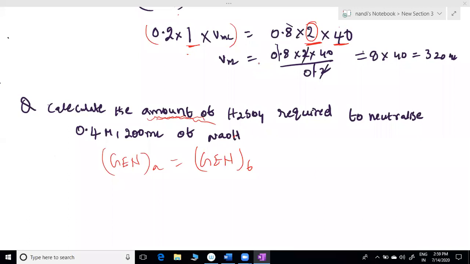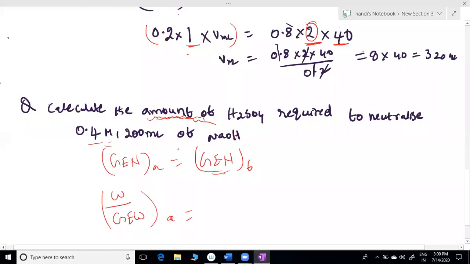This is what they have given in terms of volume and molarity. What is the formula for GN? Normality into volume. So I am going to take normality into volume. Normality of NaOH: the N factor is 1 only, so 0.4 into 1 is the normality. Volume.